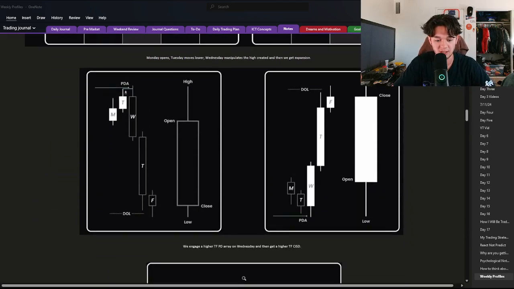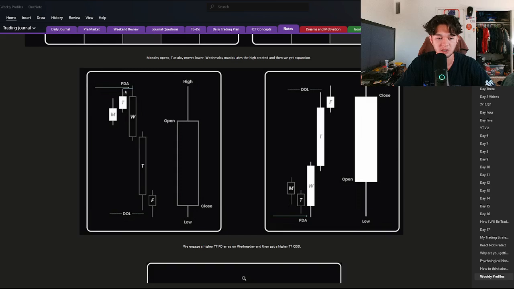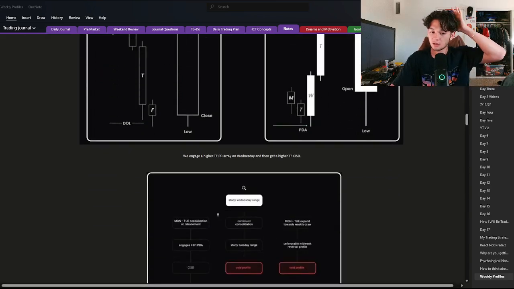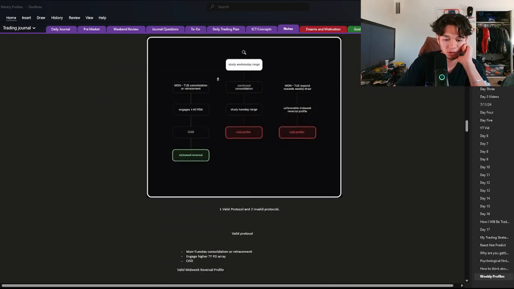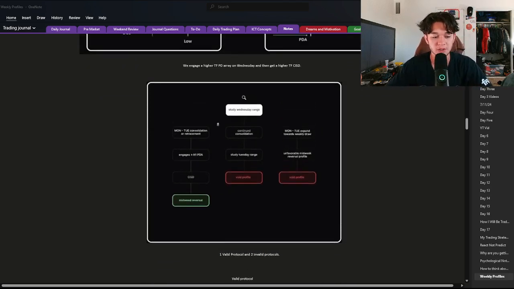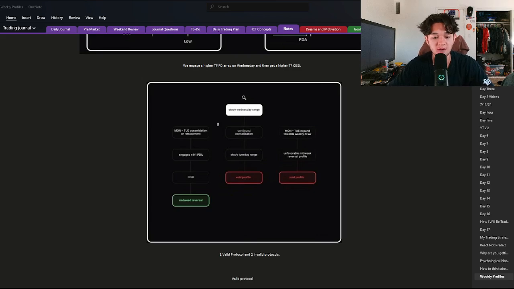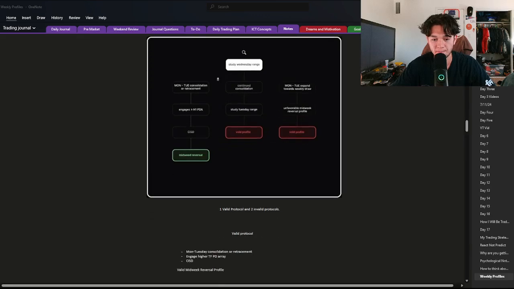So this is what it looks like on the weekly candle. Monday, Tuesday, we're pushing up. Wednesday then sweeps the high, and we expand down from there. There's one valid protocol and two invalid protocols. On Monday and Tuesday, we just see consolidation or retracement in the opposite direction of our weekly draw. We then see price engage a higher time frame PD array, and if we're bearish, we see a change in the state of delivery, and that is when the midweek reversal is confirmed.